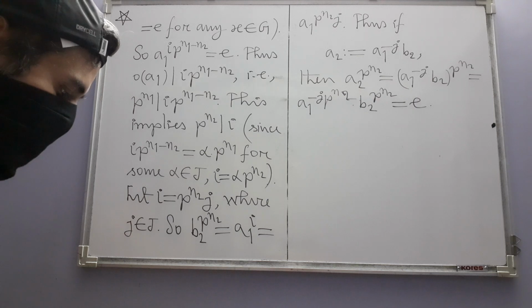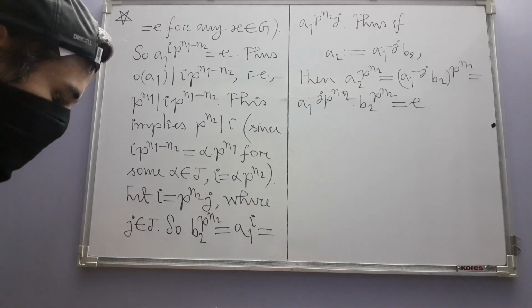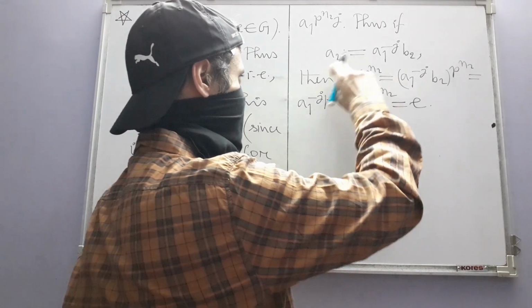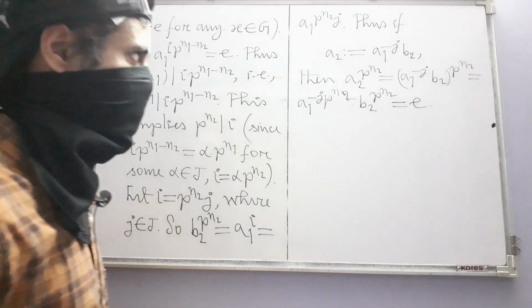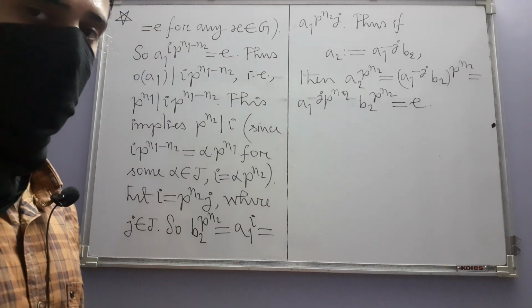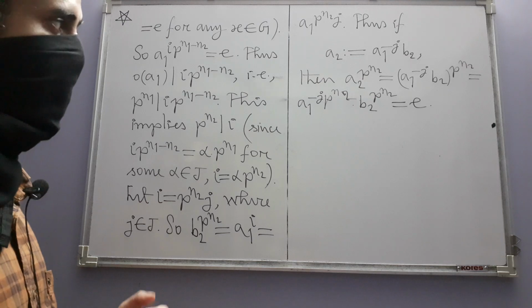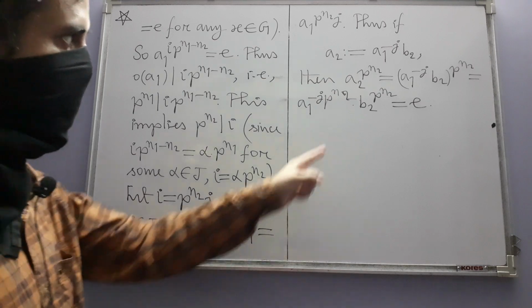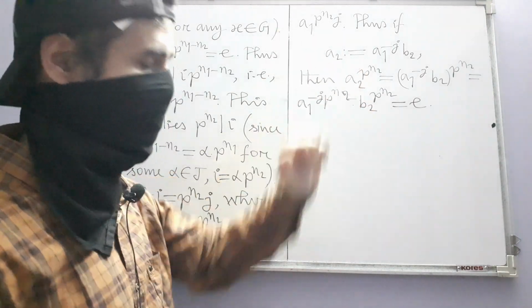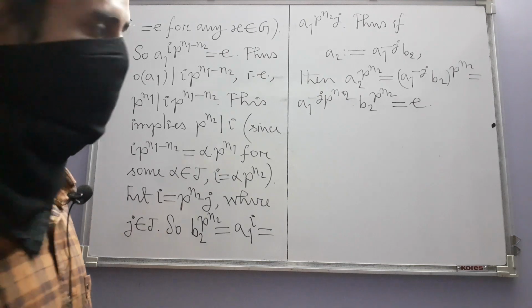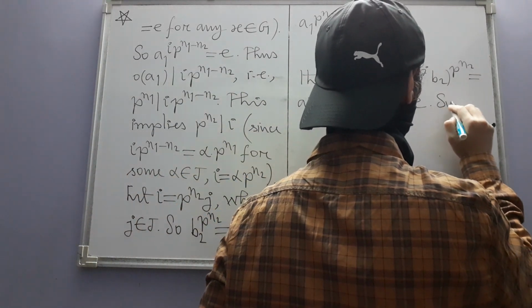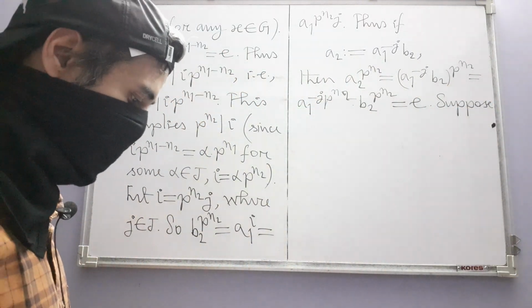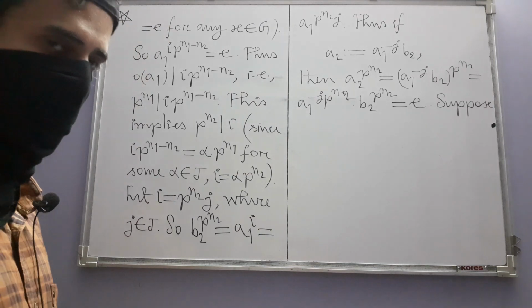And from this we can say something about the order of A2. You see, this power of A2 has become identity, but can a smaller positive integral power also become identity? If there is no such smaller power of A2 which becomes identity, then the order of A2 will be equal to p to the power n2. That is our aim. So suppose we take a smaller power and set that equal to identity.